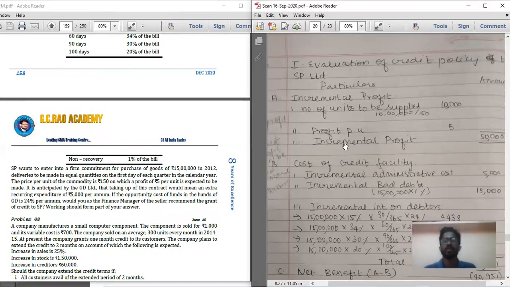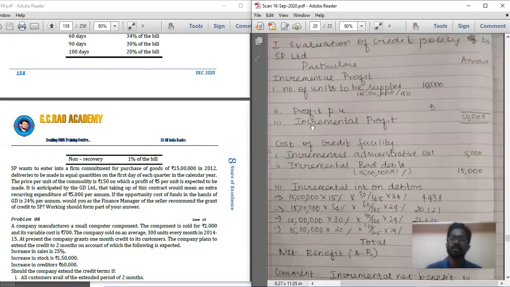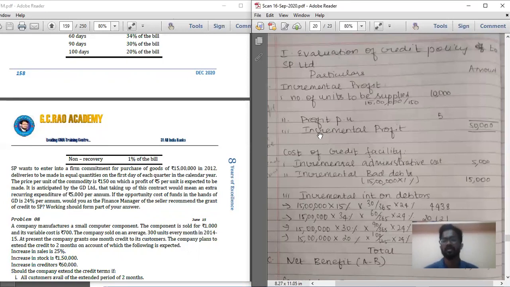Take down problem number 7. Statement number 1. Evaluation of credit policy to SP Limited. Below that, statement number 1, a three columnar table: particulars, amount, and amount. Evaluation of credit policy of SP Limited, particulars, amount, and amount.